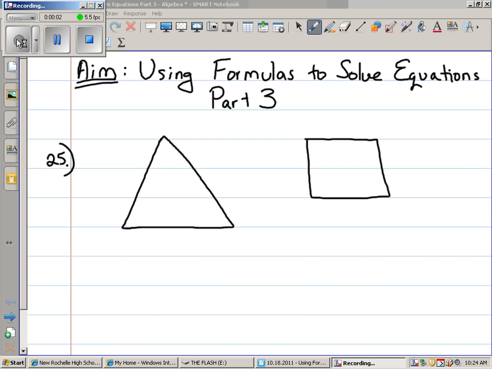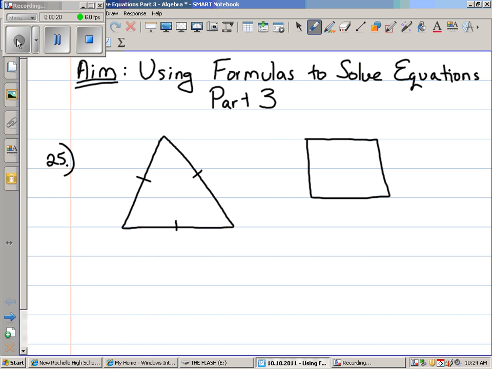Guys, today we're talking about using formulas to solve equations. Again, we're going to do harder problems though. So here's the problem. The length of each side of an equilateral triangle is 5 centimeters more than the length of each side of a square. What's an equilateral triangle? What's that word equilateral mean? The same, all the sides are the same.